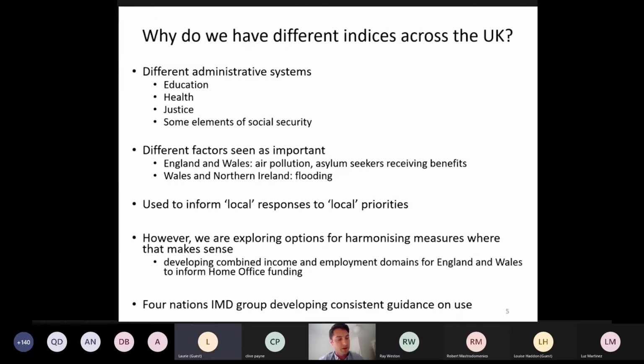So one of the key questions I think we're talking about here today is why do we have different indices across the UK? And it's a very common question that we as a team or a group are faced with. And there's several different good reasons as to why we do have different indices across countries, certainly as we sit here today. One of the main points at the top here is about different administrative systems across each of the 4 nations across the UK.